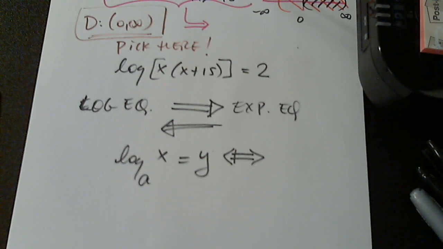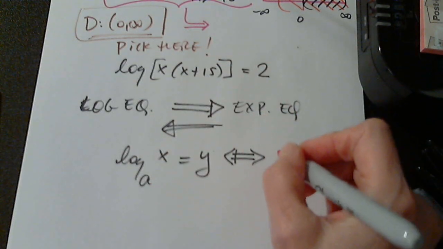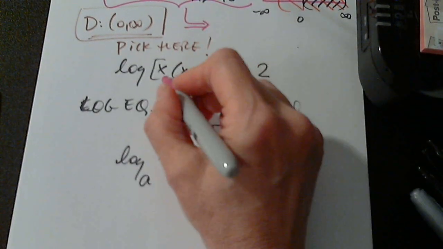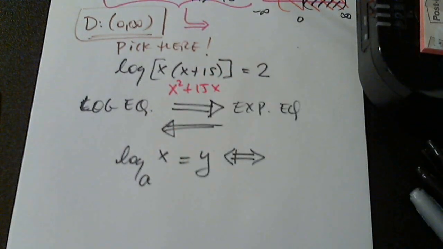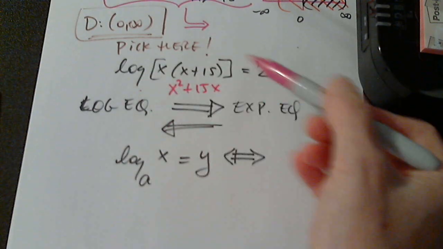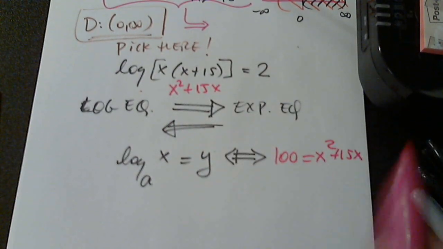For our problem, yes, it would be 10 squared equals x squared plus 15x. Excellent. So 10 squared, what's in the parentheses basically equals what's in the log. So this is x squared plus 15x. So 10 squared, which is 100, equals x squared plus 15x.